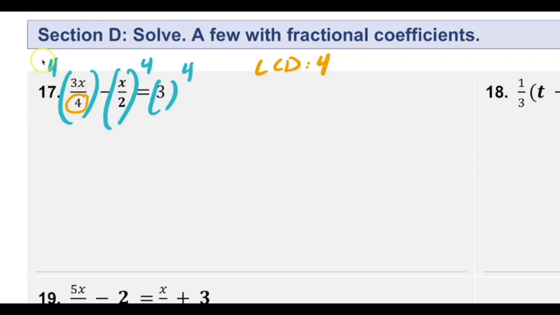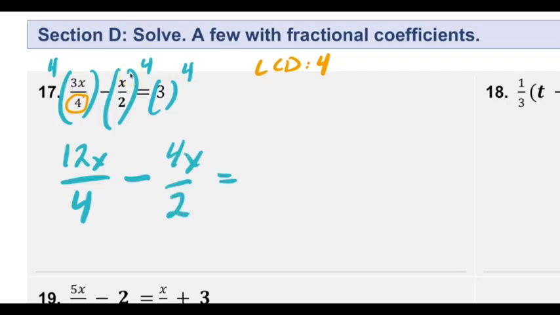I'm going to do it the long way. I'll show every step. So I'm going to go 4 times 3 is 12. So 12x over 4 minus 4 times x is just 4x over 2 equals 4 times 3 is 12. And then we're going to simplify. 12 over 4 is 3. 4 over 2 is 2 equals 12.